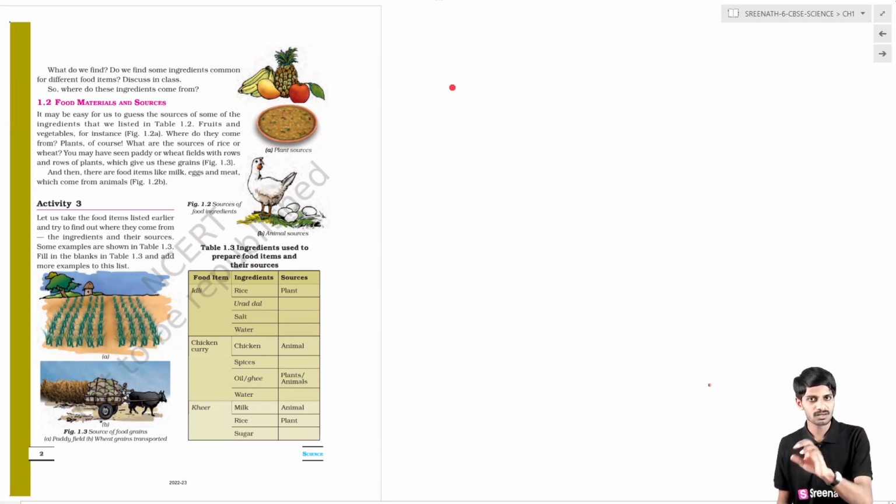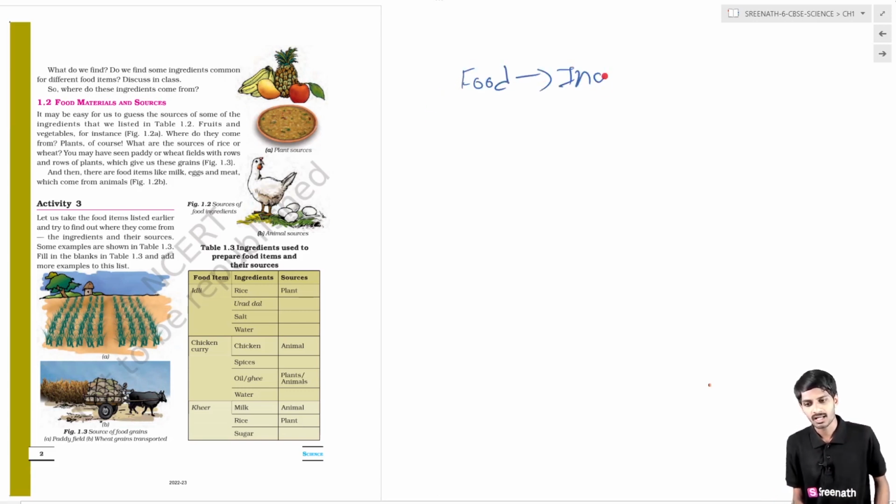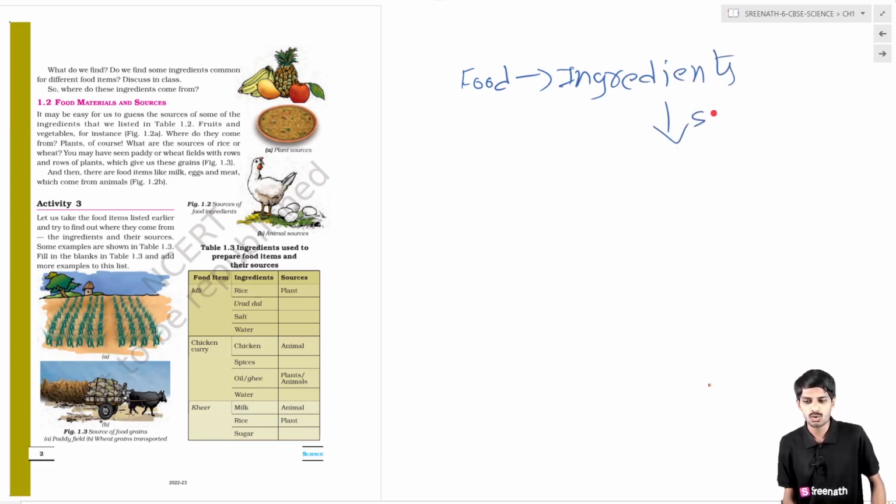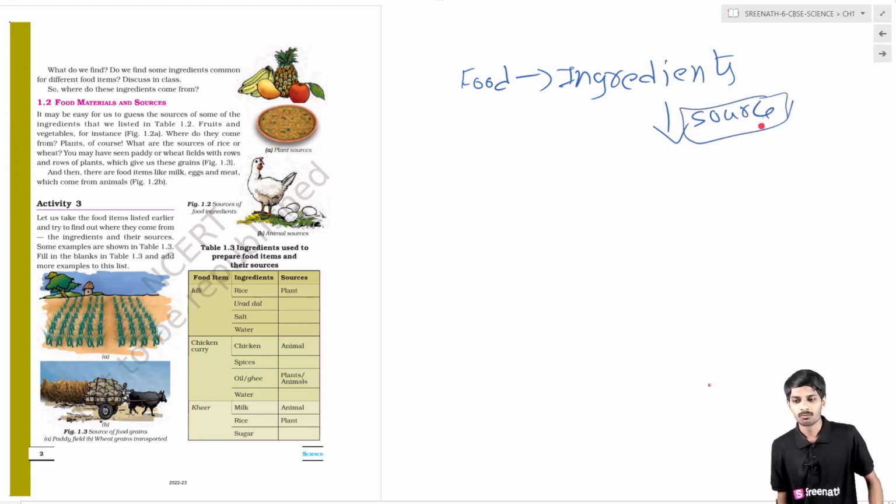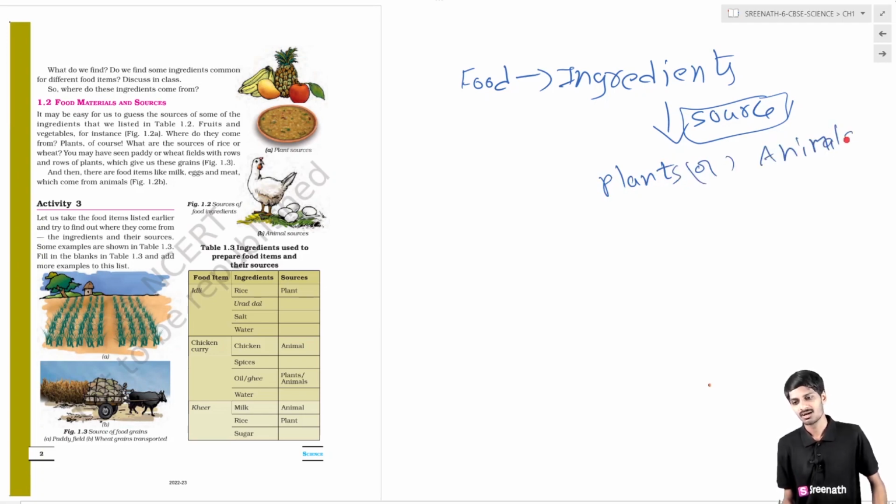So in order to prepare food, we need ingredients. And how are we getting the ingredients? What is the source of those ingredients? The source of those ingredients is plants or animals. It is either plants or animals. We are getting ingredients from plants or animals. So we have completed the first topic.